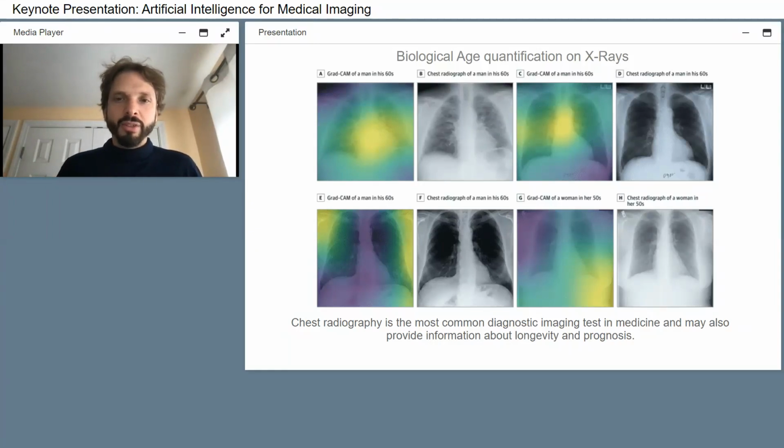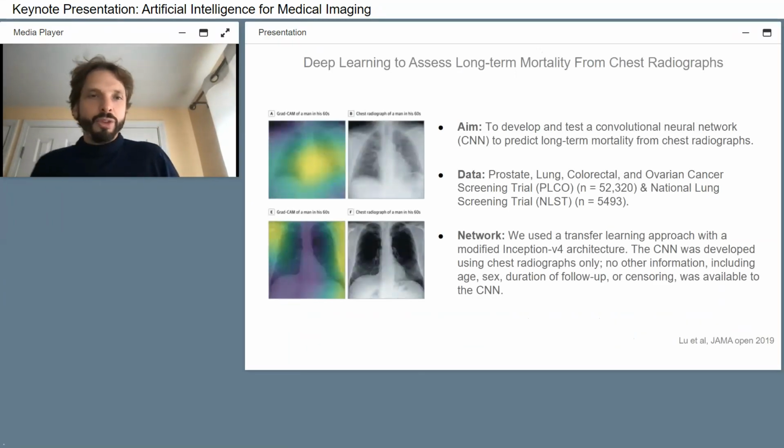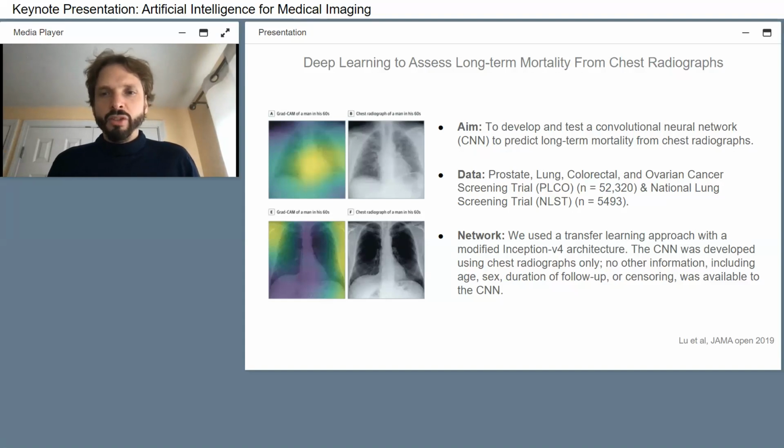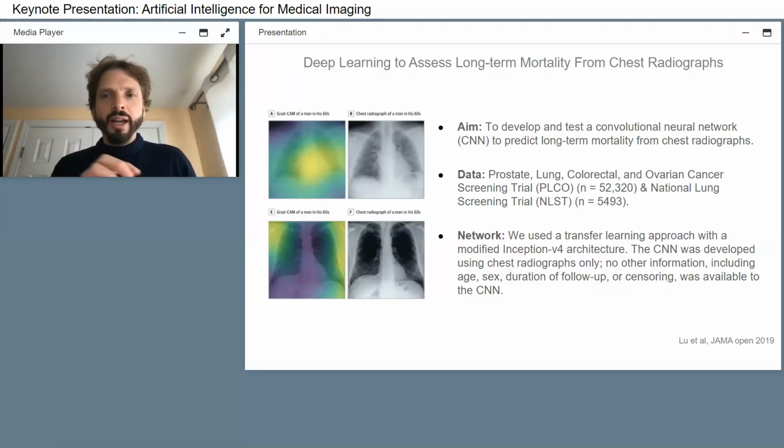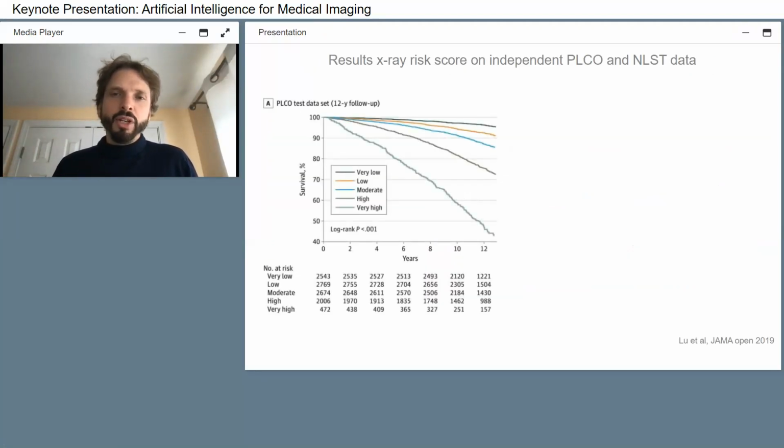The first step in this was done by using two very large cohorts, the PLCO and the NLST, where we have about 60,000 X-rays of presumed healthy individuals that were included into these screening programs. We used a deep learning network to quantify the information on an X-ray and then predict the prognosis of this individual. And what we could see, and this remains significant after correction, is that we could very well identify a high-risk population.